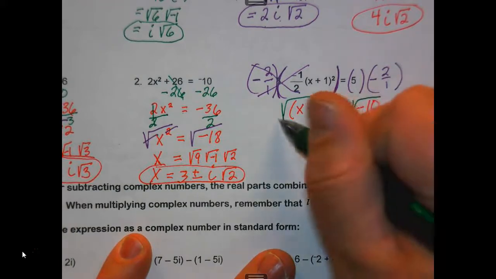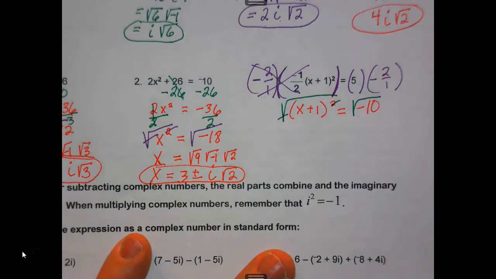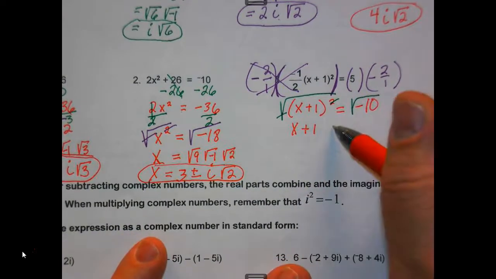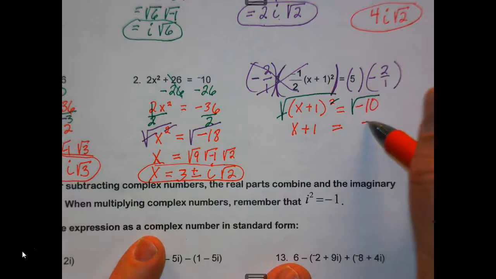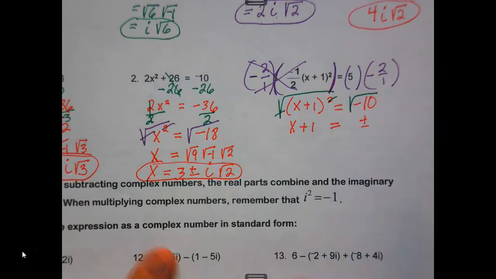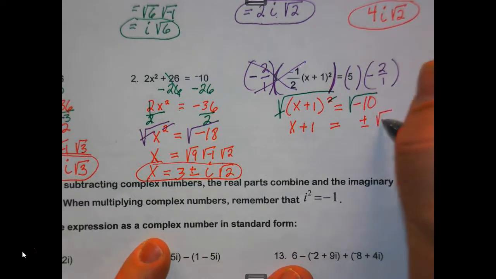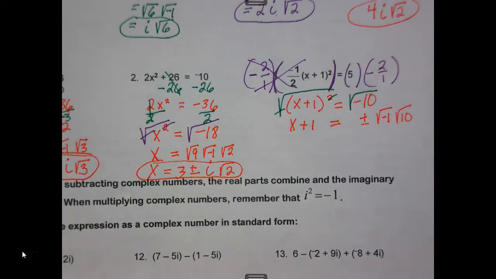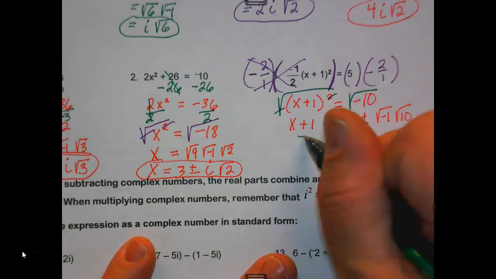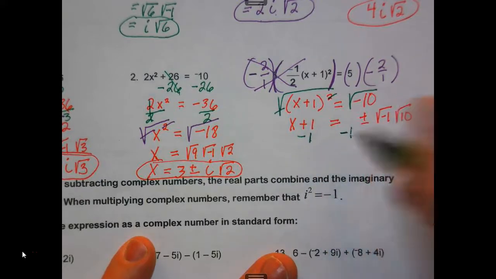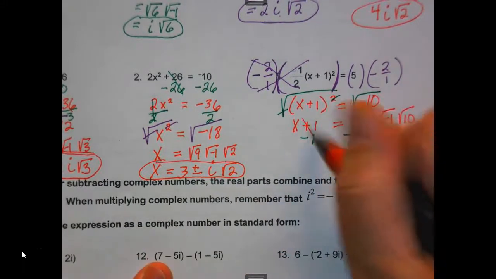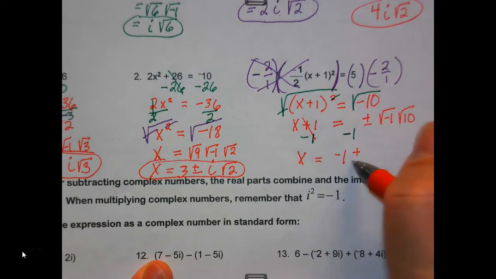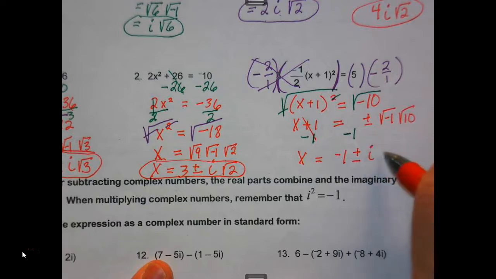That's right. Square root both sides. So I get x plus 1 equals plus or minus square root. Oh, there's not much I can do with the square root of 10. I can take out the i, right? Yeah. Now what? Gotta get x by itself. Subtract 1. So x is going to equal -1 plus or minus i square root of 10.